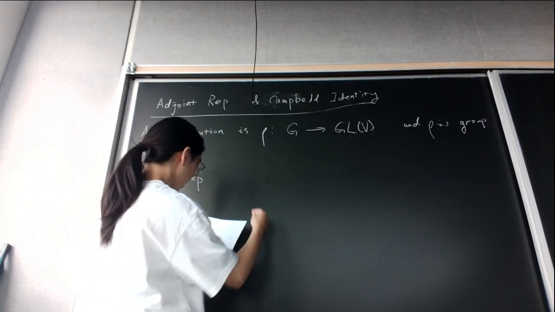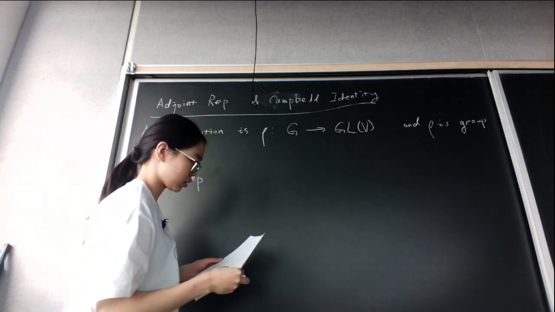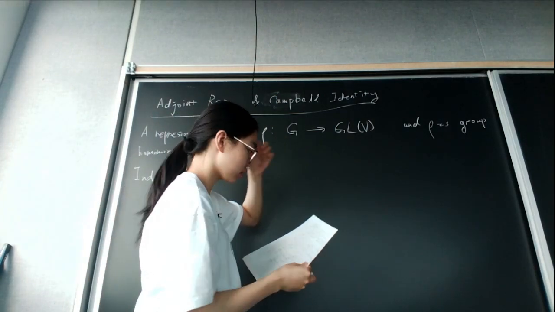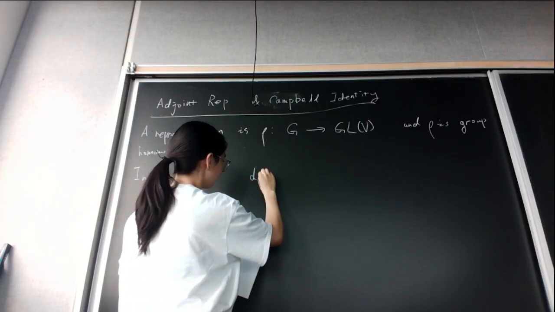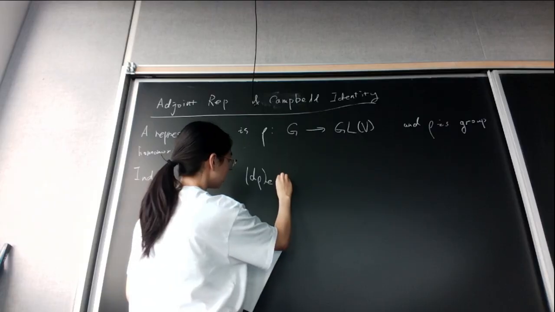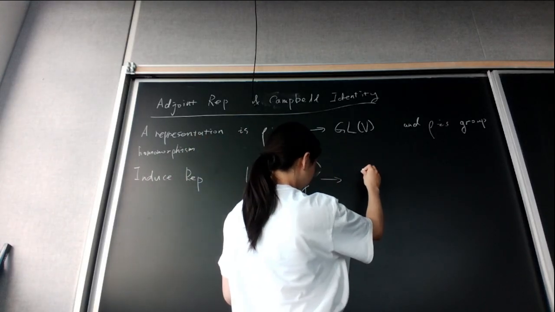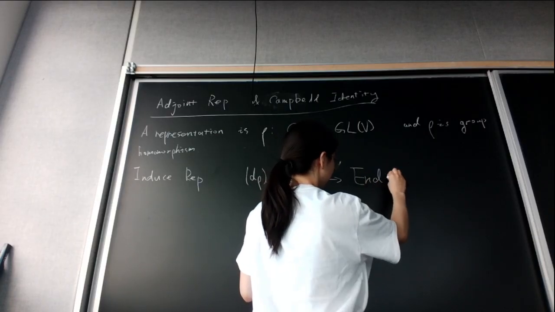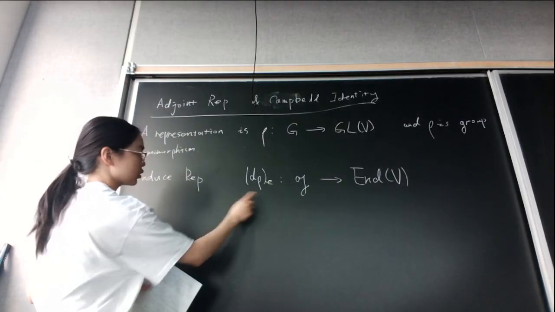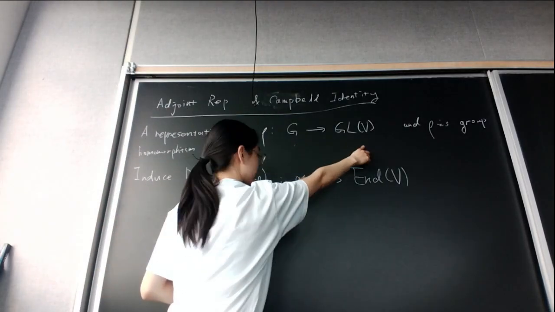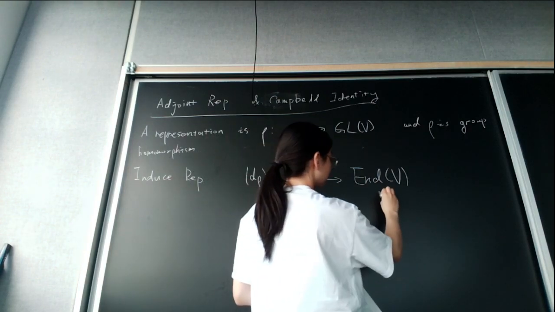So suppose you have rho, which is a representation of G, and then we have d rho at identity, which is from the Lie algebra to endomorphisms on V. So this is because, well, this is from the tangent space of this to the tangent space of this. So this is by definition.